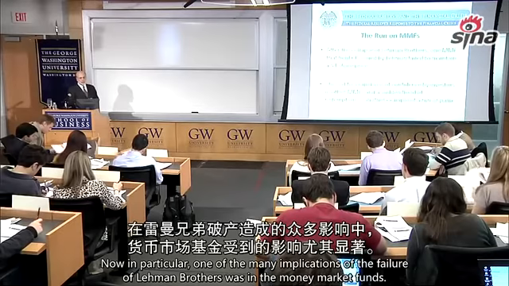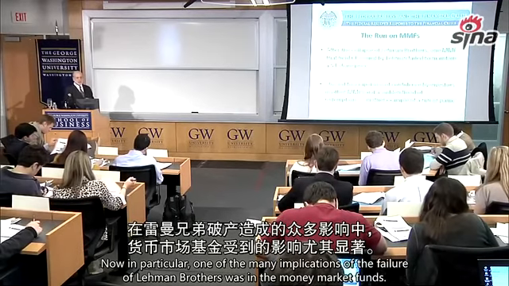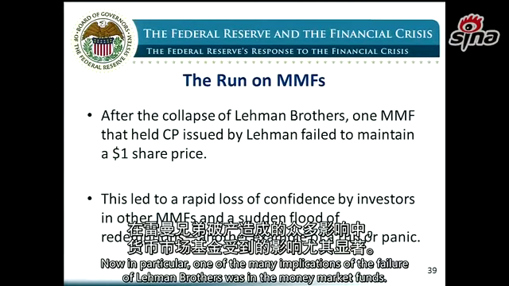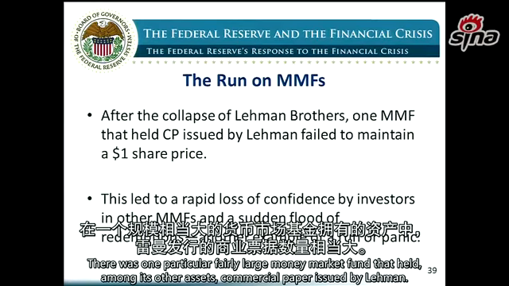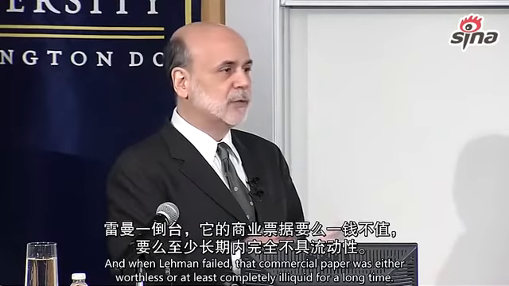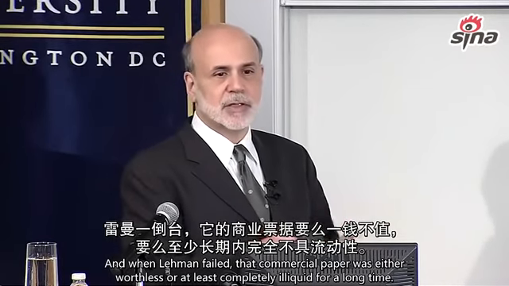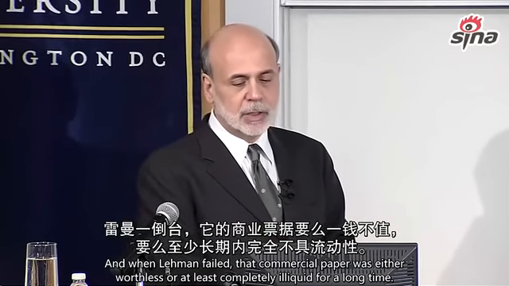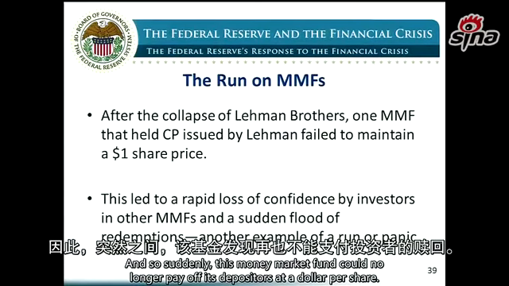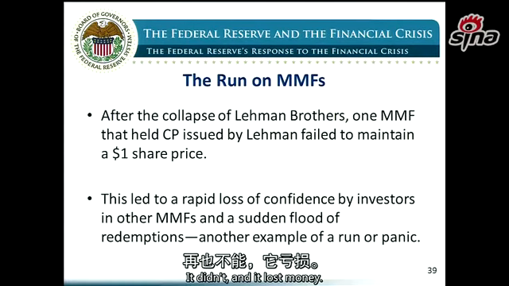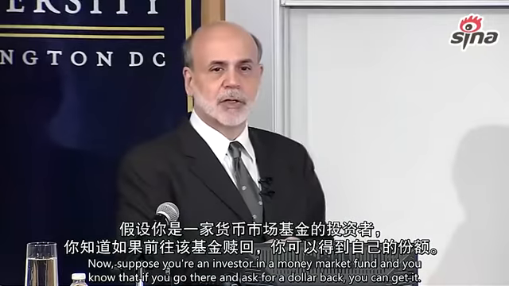Now, in particular, one of the many implications of the failure of Lehman Brothers was in the money market funds. There was one particular fairly large money market fund that held, among its other assets, commercial paper issued by Lehman. And when Lehman failed, that commercial paper was either worthless or at least completely illiquid for a long time. And so suddenly, this money market fund could no longer pay off its depositors at $1 per share. It had lost money.